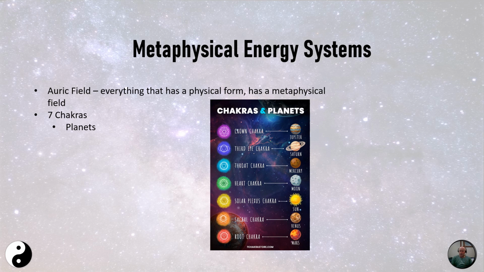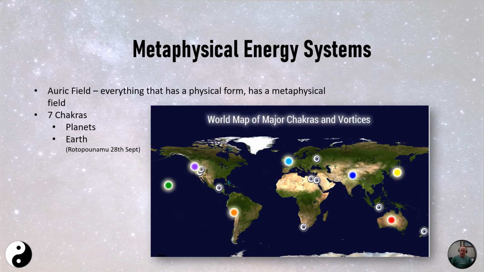So seeing at the bottom there where you've got the first, which is red, orange, yellow, green, blue, indigo and violet, I should say. Each of those relates to the energy centers of those planets. Now, our planet actually has several energy centers as well. And these are the chakras of the planet.